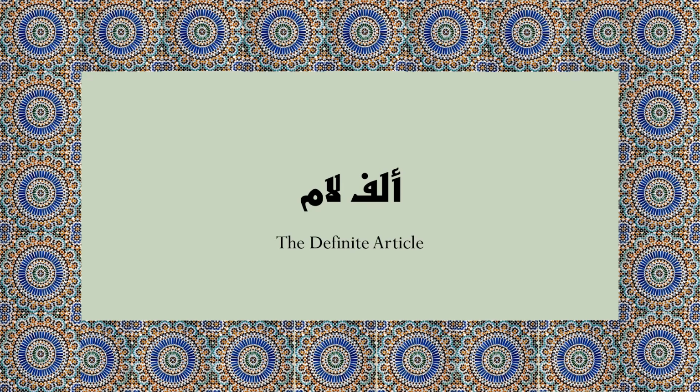This grammatical explanation is about the definite article in Arabic, also known as Alif Lam, from the two letters that make it up.